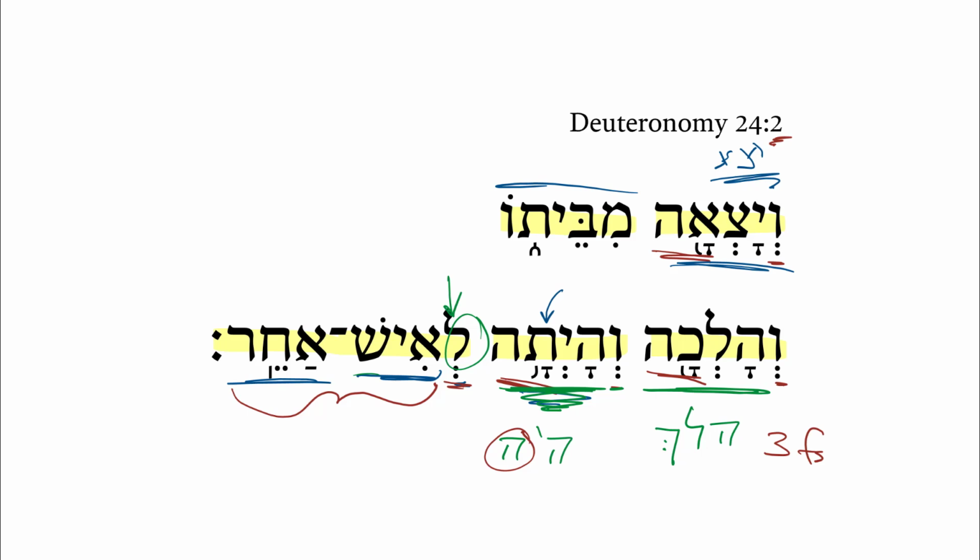And so now we've got a situation where the if is the man divorced her, the man sent her away. If all of this happens because he found an ervat davar, something indecent in her, and she does indeed go, and she does indeed become the wife of another man, then we're going to see in verse 3 what happens after that.